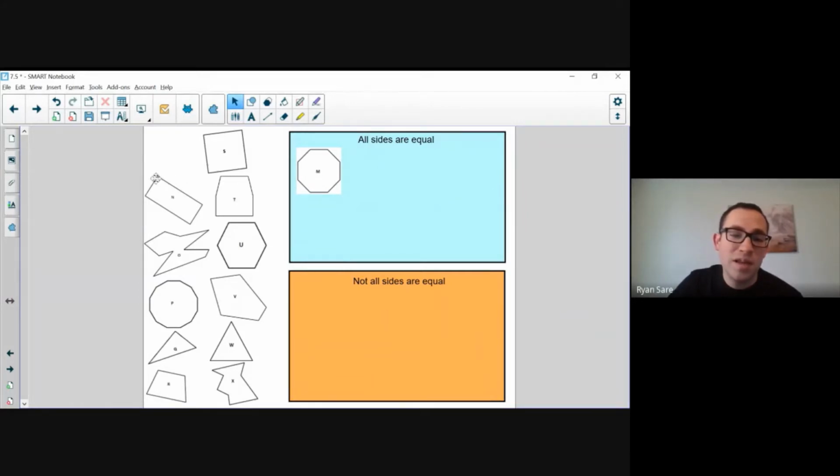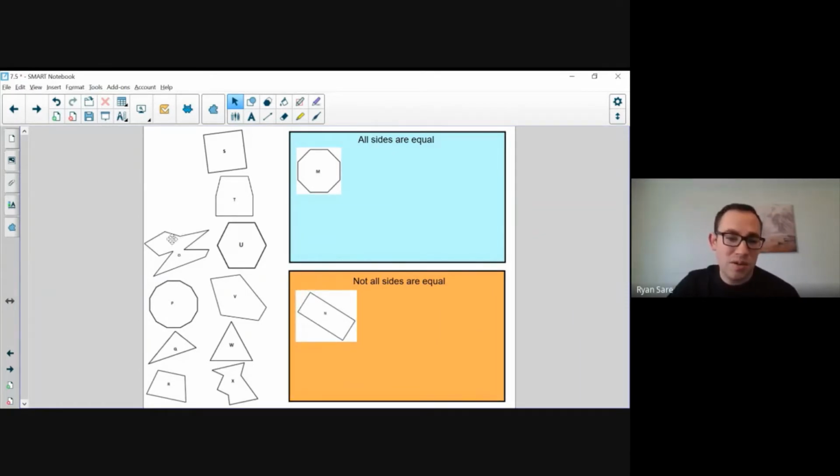If I look at this one, the opposite sides are the same lengths, but it doesn't ask if the opposite sides are the same length or equal. It says all sides are equal. These lines are much longer than these ones. So this one is going to go down here. This is a rectangle, by the way.